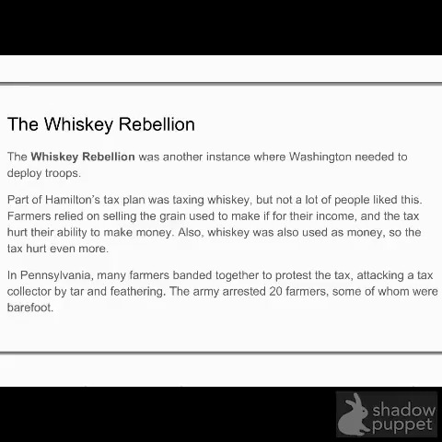So this tax really hurt them badly, and the United States stepped in by sending the army. Remember, there's no police force yet at this time, so the army is effectively acting as a police unit.